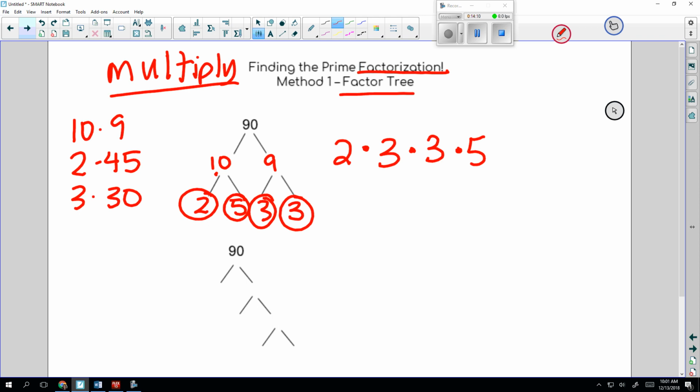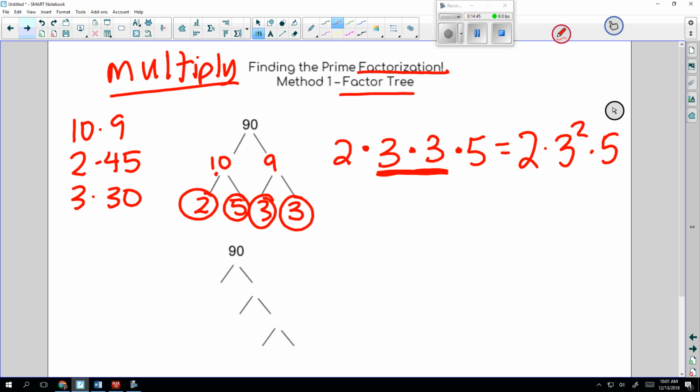So I can write this as an expression just like this. Go ahead and do this on your paper. So 2 times 3 times 3 times 5. Is there another way I can write this? Can I simplify it? Yes. 2 times 3 to the second power times 5. Now why was I able to do this as an exponent? Because it's repeating, right? Exponents are repeated multiplication. So I have two 3's, so I'm going to do 3 to the second power.